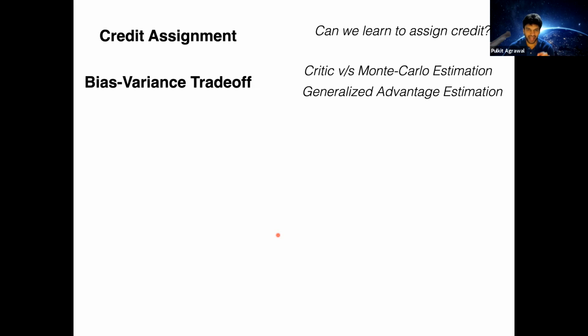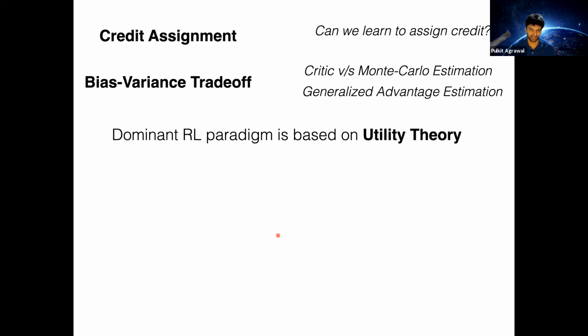Then, coming back to the problem of data efficiency, it's worth noting that the dominant reinforcement learning paradigm is based on utility theory. And utility theory comes from economics. And what it says is, we should maximize average reward. But nowhere in utility theory do people talk about the fact that the data which we are using to estimate utility is finite. So it is insensitive to that particular fact or that real world constraint.